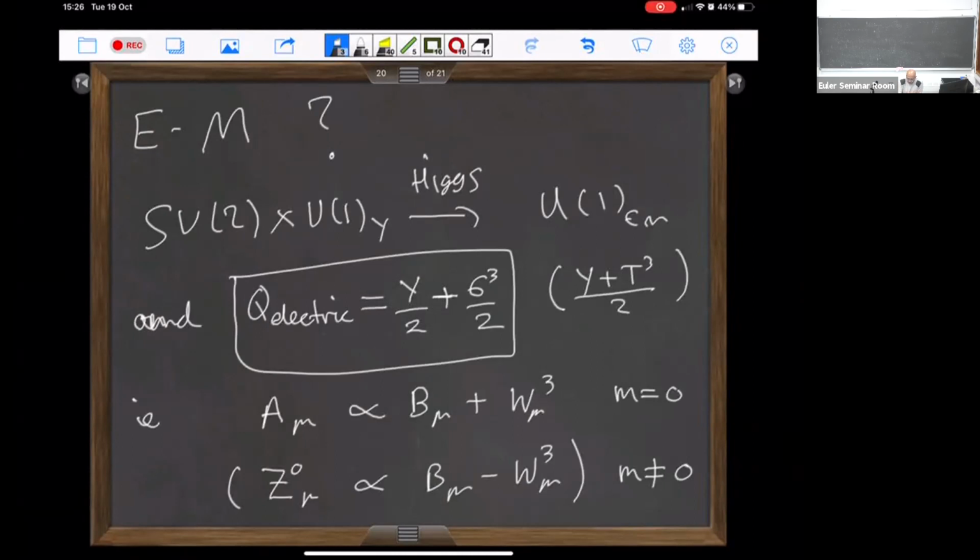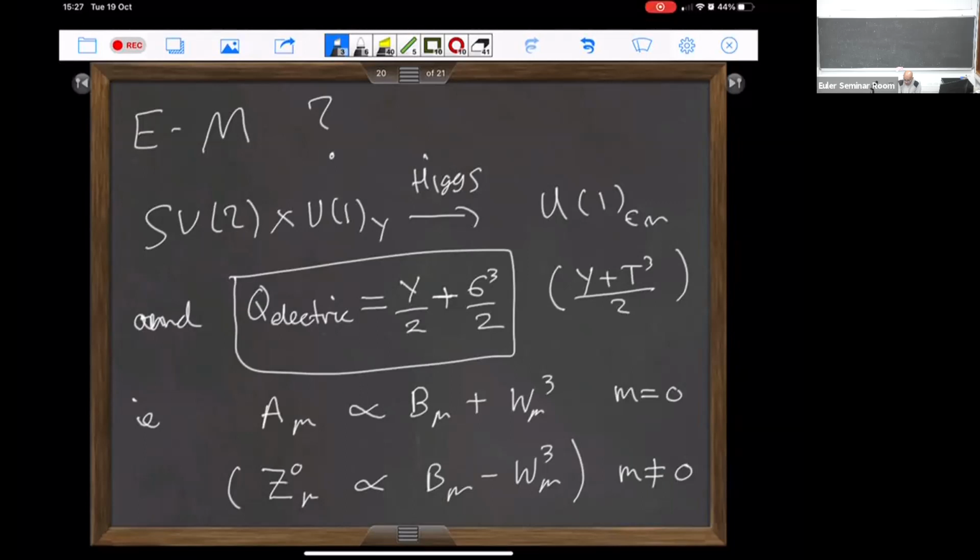The picture is that SU3 times SU2 times U1 is the gauge symmetry group, but that's a gauge symmetry that's manifest above a certain energy scale, which is called the electroweak scale. It's roughly 100 proton masses or so, of order 100 GeV. Below that scale, there's a mechanism called the Higgs mechanism, which breaks the gauge symmetry from SU2 times U1 to the U1 of electromagnetism.